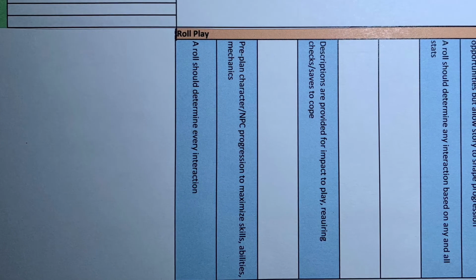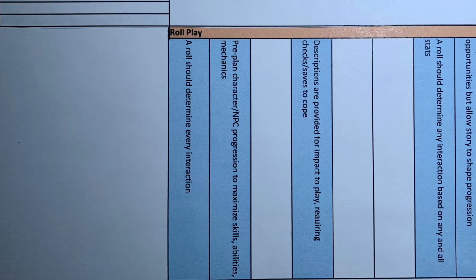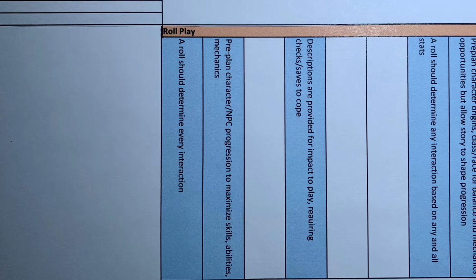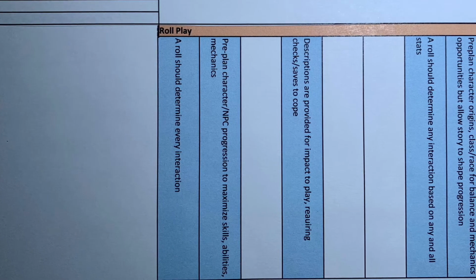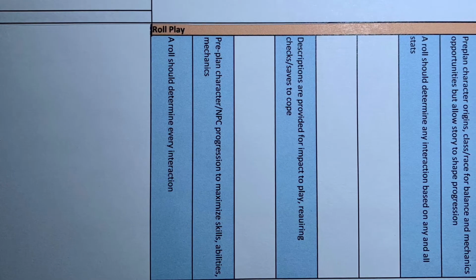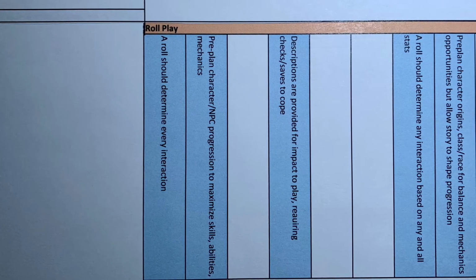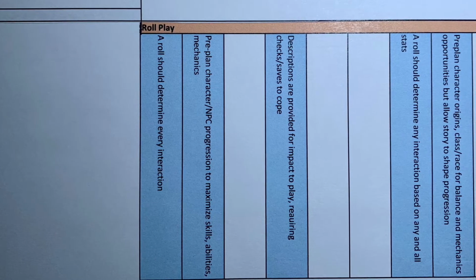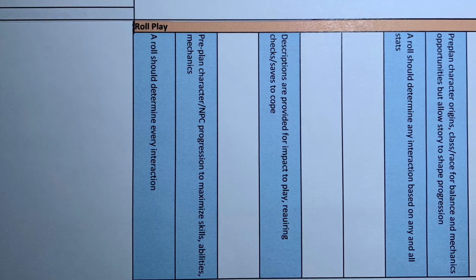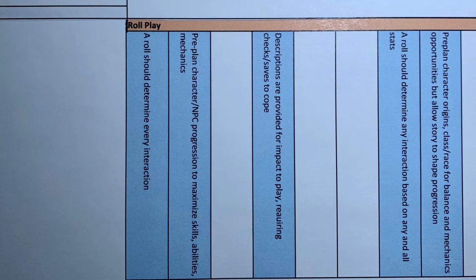So to the very left, a roll should determine every interaction, meaning the player just wants to leave everything to the dice. The dice should roll to see if they have any luck finding objects, if they can persuade a shopkeep down. They do not want to interact as their character. It should all be up to the dice. Moving further to the right, they're going to be pre-planning their character or NPC if we're looking at a DM and their progression to maximize skills, abilities, and mechanics. So they've thought about what they're going to multi-class into to make sure that they've got the best build for the story.